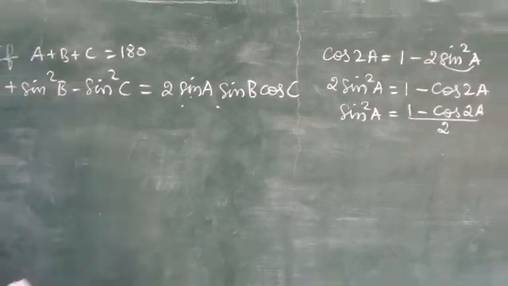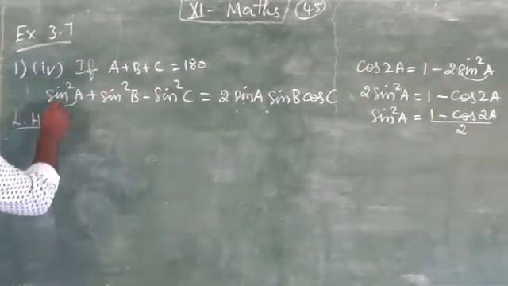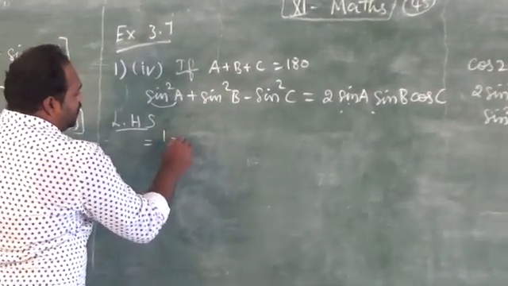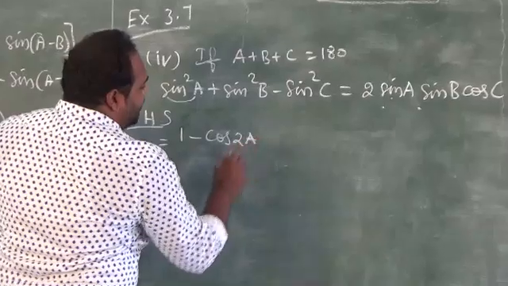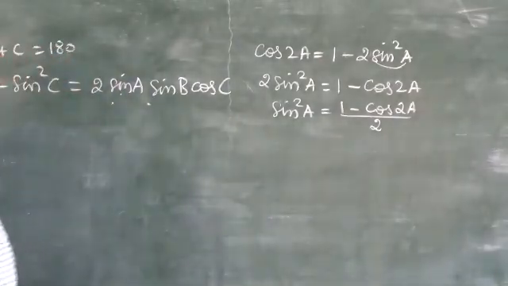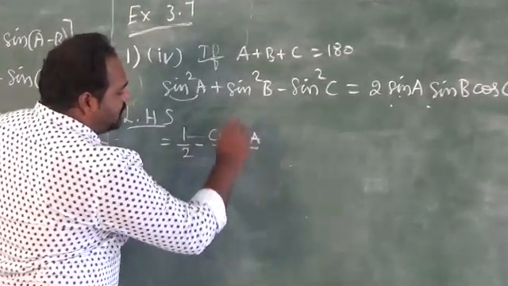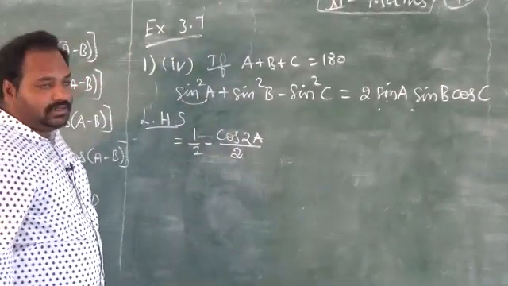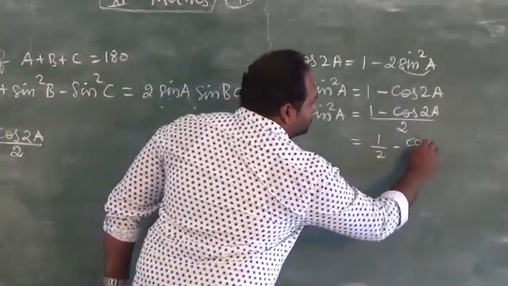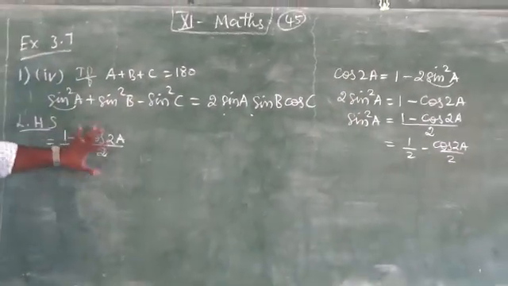The same thing we used in the third subdivision also. So in the LHS, instead of sin square A, I will write 1 minus cos 2A, and the denominator can be split for the numerators. It will be 1 by 2 minus cos 2A by 2. Both are the same, so I am just splitting these denominators and writing here.